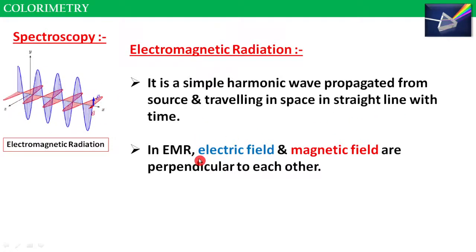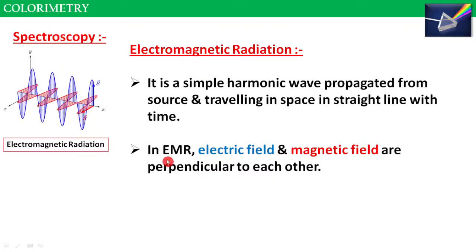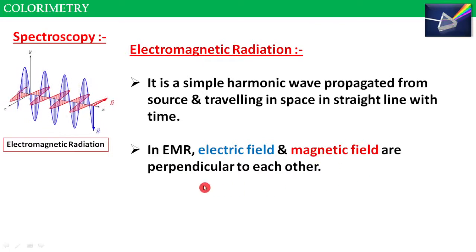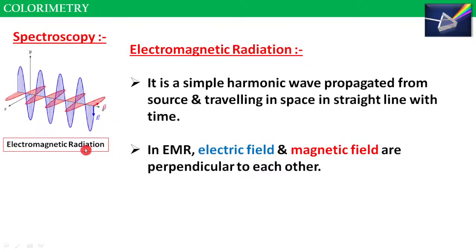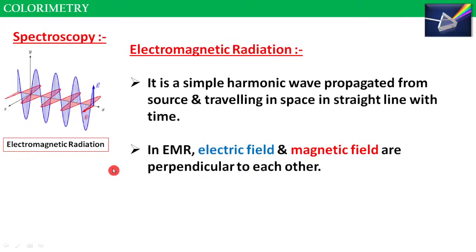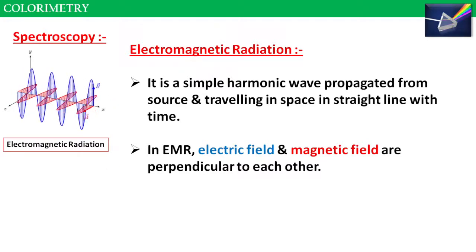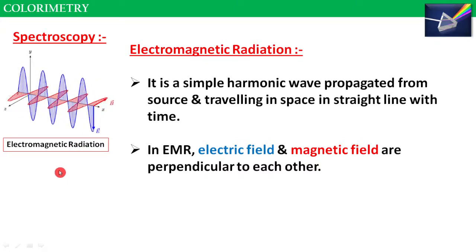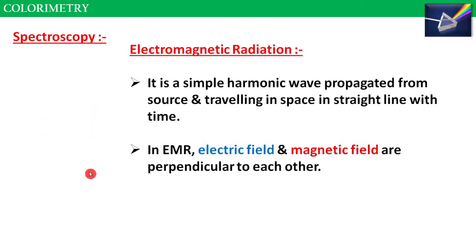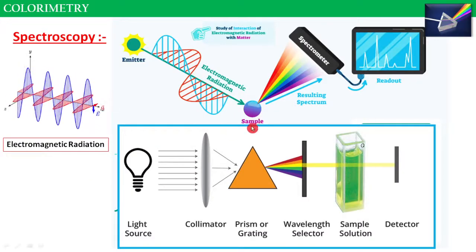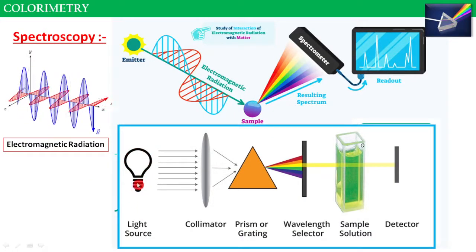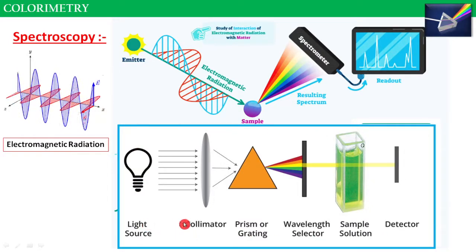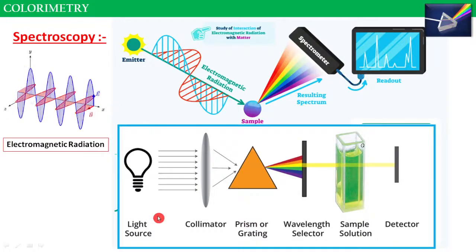Henceforth we will call electromagnetic radiation EMR. The electric field and magnetic field are both perpendicular to each other. You can notice here that each electromagnetic radiation is associated with electric and magnetic fields, and both these fields are perpendicular to each other. Now this electromagnetic radiation is emitted from any source, and this is the basic schematic diagram of a spectrophotometer. What happens in this diagram?